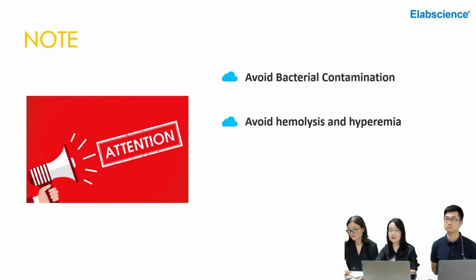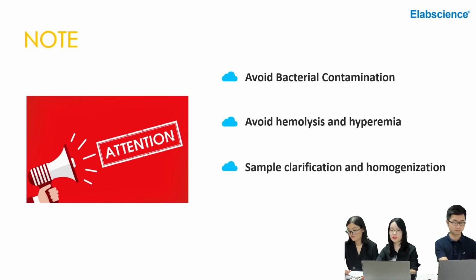Hemolyzed or high-fat samples can cause non-specific color reactions in the ELISA experiments, resulting in inaccurate test results. And thirdly, we need to ensure that samples are clarified and homogenized before use. And the last point, samples should be assayed as soon as possible after collecting, or aliquot and freeze them for further use. Avoid repeated freezing and thaw cycles. And before the experiment, it's recommended to centrifuge melted samples again to remove the sediments.